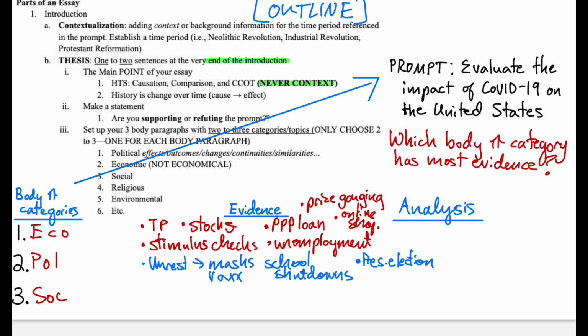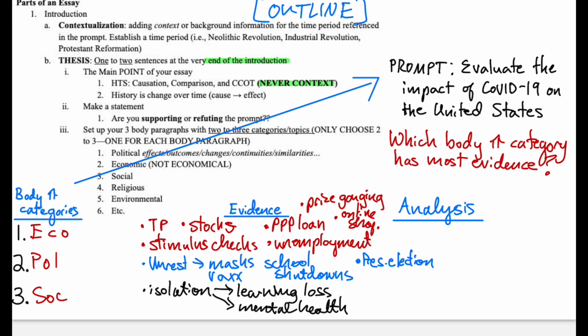Okay, so really looking at it from a more objective view rather than giving your own personal opinion, because opinions don't really have a place in a historical essay. It's more so about a historically defensible claim and the evidence that backs that up. Now, with social effects, we could talk about the effects of isolation, okay, things like learning loss with online school, rates of depression, mental health. Okay, that could be some evidence that we talk about with our social body paragraph.